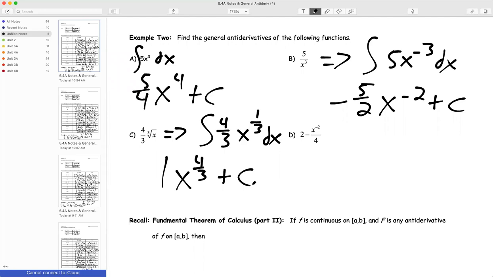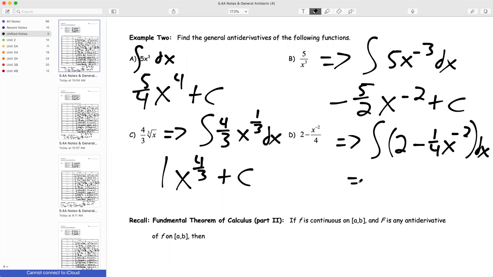And the last one here, how can I rewrite this? I've got the integral of 2 minus, and let's pull that 1/4 out. So I've got 1/4 x to the -2, and then I need a dx. Okay, so the antiderivative of 2 is 2x. Again, how do you know it's an x and not a y? Because of my dx here. It tells me what I'm integrating with respect to.